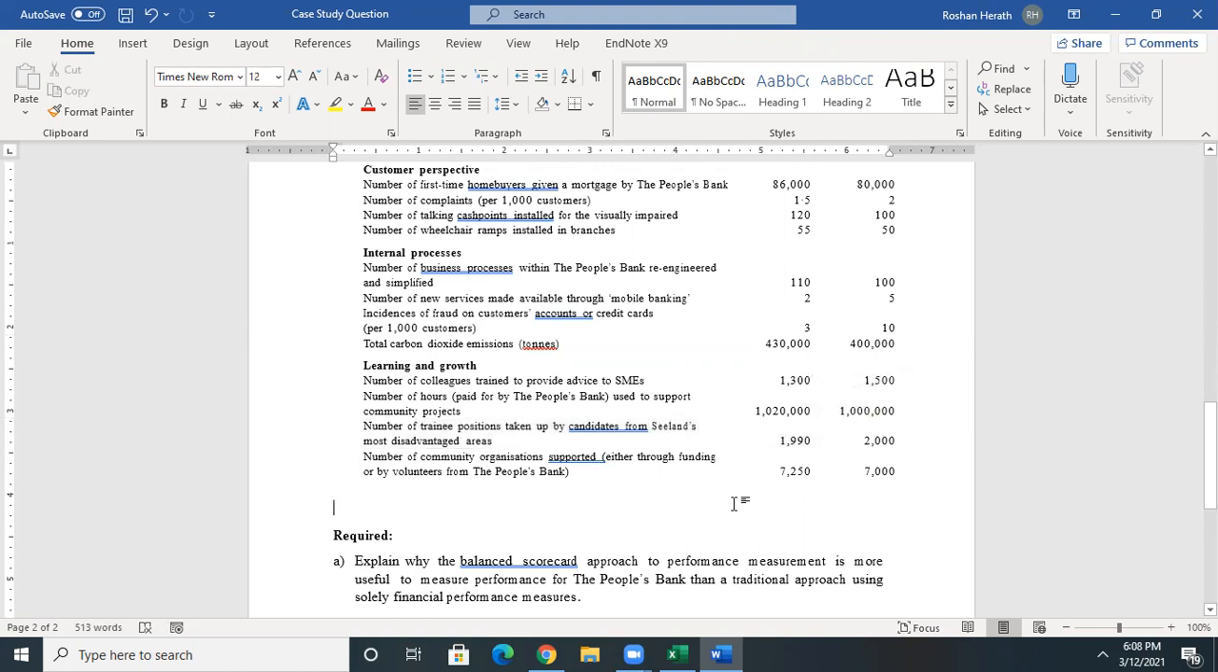So it's even good. The number of community organizations supported. Community organizations have been supported either through funding or volunteering from the People's Bank.